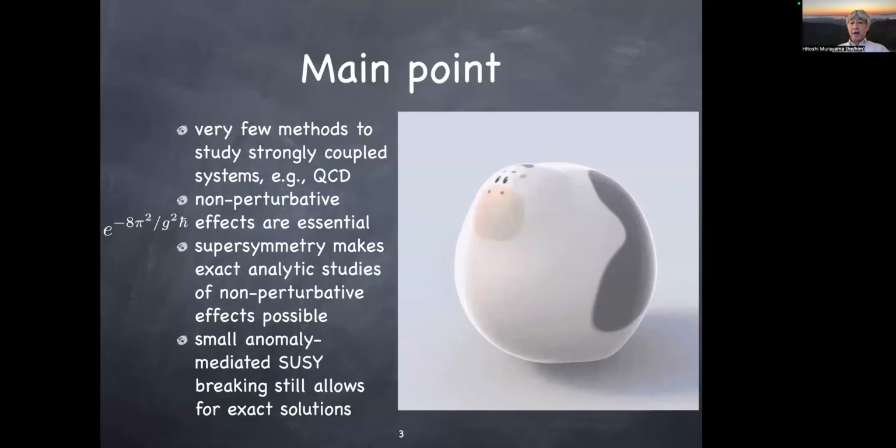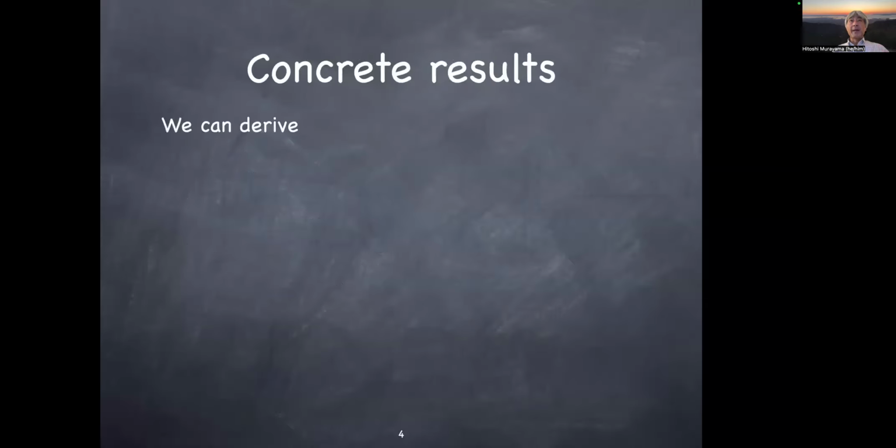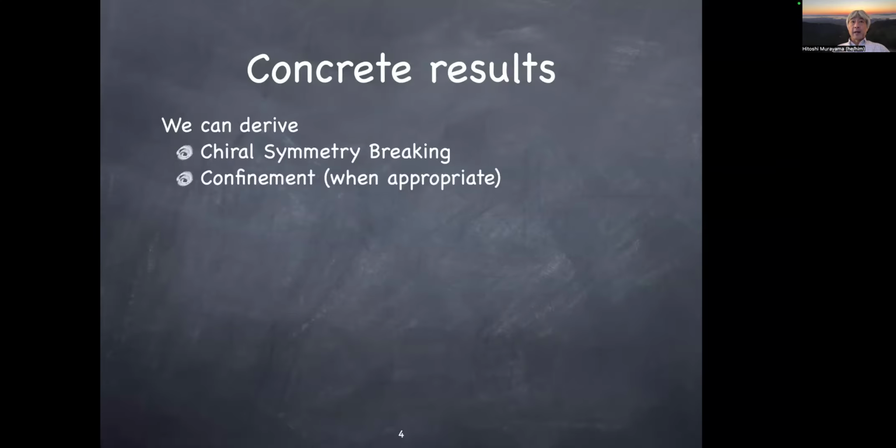And using this method, I have been able to work out many different aspects of non-perturbative effects in QCD. We can actually derive, even on a piece of paper, that the chiral symmetry is dynamically broken. We can also show the confinement happens. And so to really show confinement in a rigorous way, we have to go to theories where the quarks are not in the fundamental representation.